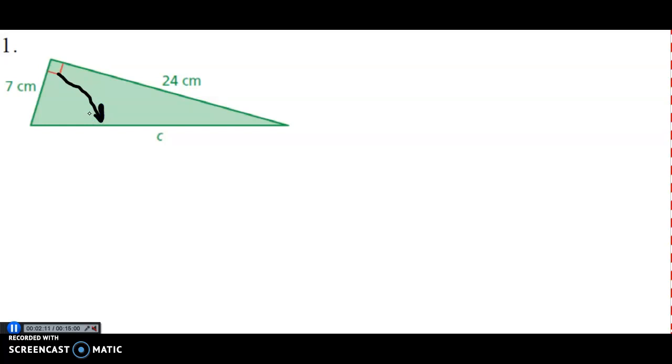So when we have a missing side, we're going to use the Pythagorean theorem. Again, it is a squared plus b squared equals c squared. And we're going to substitute the values of the right triangle that we know. So we know 7 and 24 are both legs. The legs always go on the left-hand side. So we're going to put 7 as A and 24 as B. And C is the one that is missing.